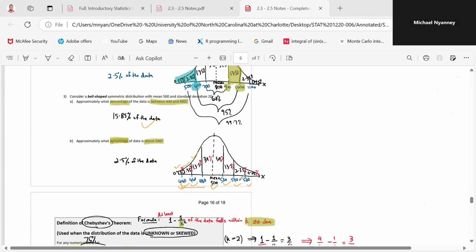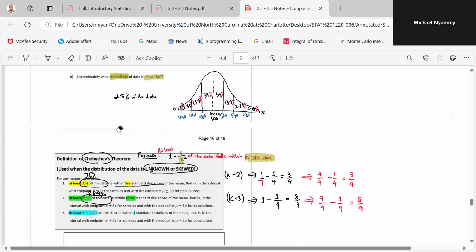Then approximately what percentage of data is above 540? So this is 540, and this is the percentage above it. So 2.35 and 0.15%. If you add them up, you're going to get 2.5%. All right, so this is the whole concept of the empirical rule. And note that it is used on bell-shaped distributions.